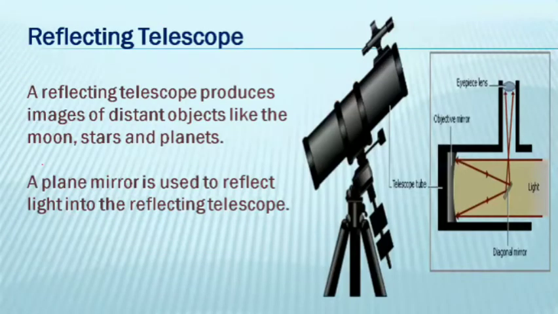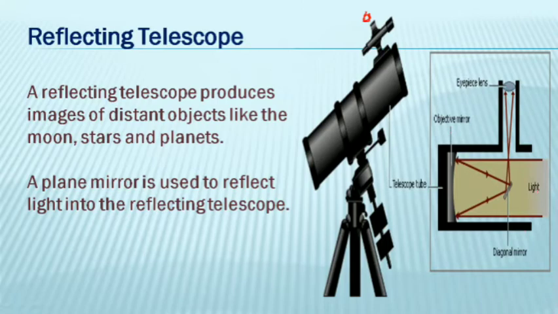Now we will see another instrument or device where we use reflection. On plane mirrors, that is a reflecting telescope that produces the image of distant objects like the moon and stars. For astronomy, we use this type of telescope. We see from here. This is the eyepiece, and you can see the eyepiece lens is there.